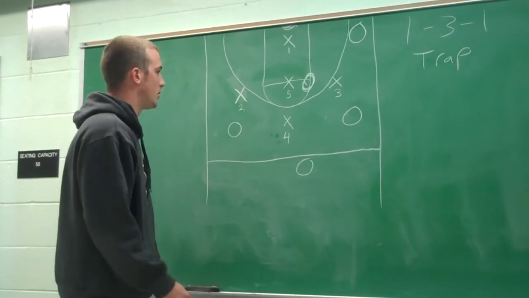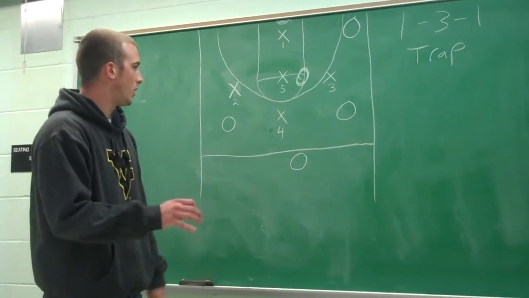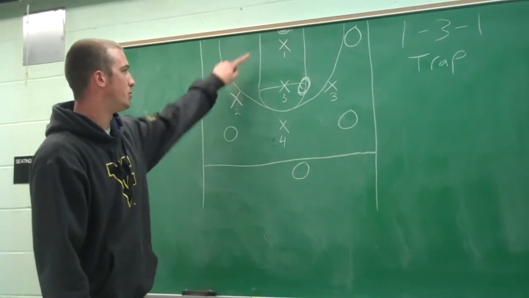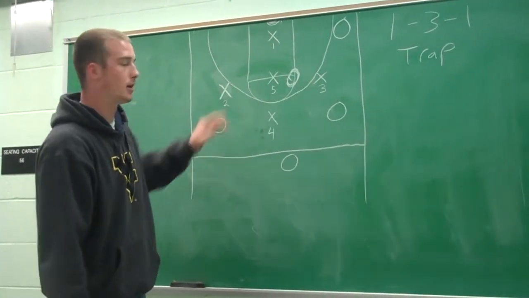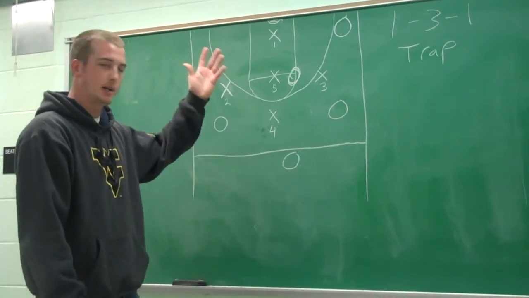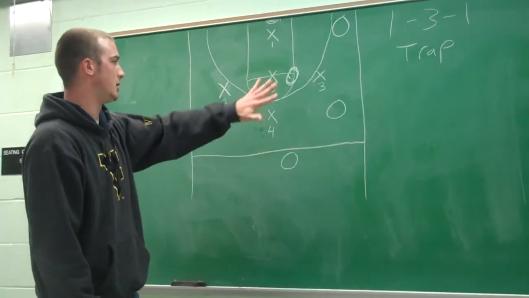But so our 2 and our 3-man are on our wings, and we want our 2 and our 3 guards there because they have to be pretty athletic and be able to move pretty quick to get to this backside depending on which side the ball goes to. And then our 5-man's in the middle because he's our biggest, usually slowest athlete, and this is the position that moves around the least in the zone.